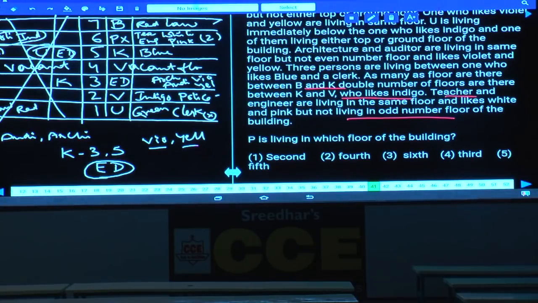3 persons between blue and clerk. Blue and clerk is here. How many persons are there? 3 persons. E, D and V. E, D and V are the 3 persons. Because there is a vacant floor, E, D and V are the 3 persons between.